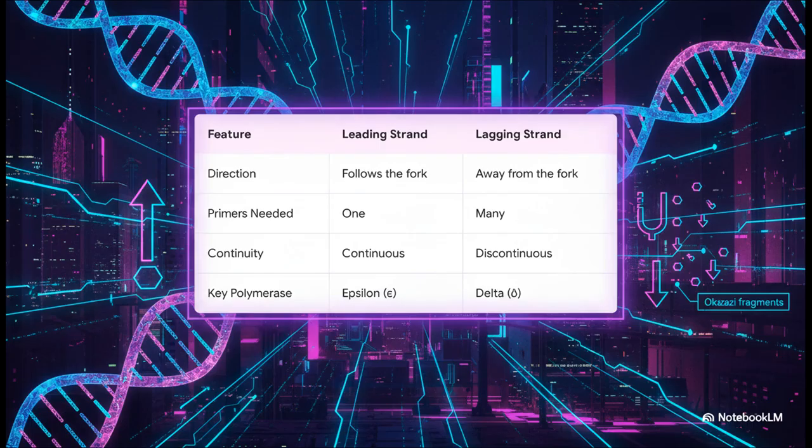The leading strand is a simple one, right? One primer, continuous building by Pol epsilon, and it just follows the replication fork. The lagging strand is the complete opposite. It needs a ton of primers, it's built in those discontinuous chunks called Okazaki fragments, it's made by Pol delta, and it moves away from the fork. This table is your absolute go-to for any question that asks you to compare these two.